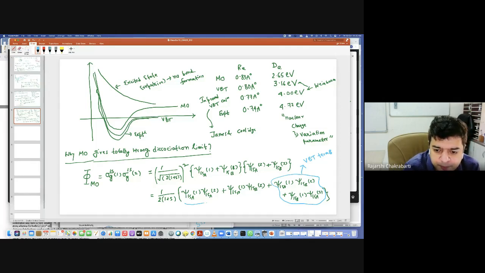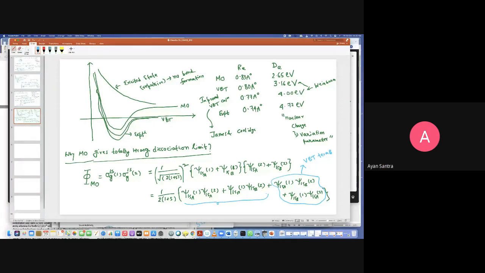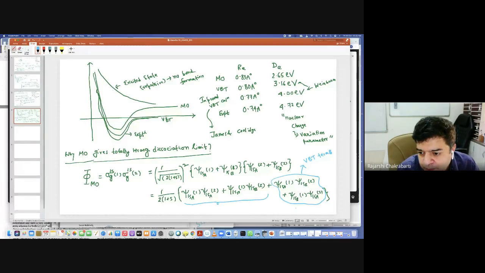What does it tell you? It tells you the first term says that nucleus A has both the electrons, and the second term says that nucleus B has both the electrons, isn't it? So this one is actually predicting a dissociation limit like two neutral H atoms. These two terms, what you get from VBT, are also included in MO.